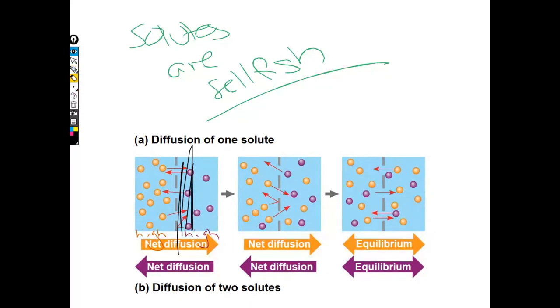Okay, I picked up my pen. Oh, come on, man. Okay, so my orange stuff is concentrated on the left-hand side. It wants to flow down its concentration gradient to where it is less concentrated.